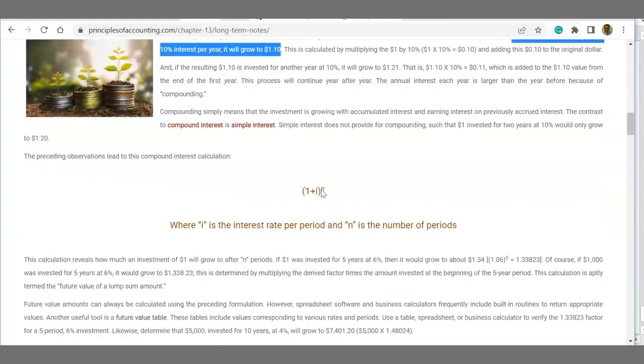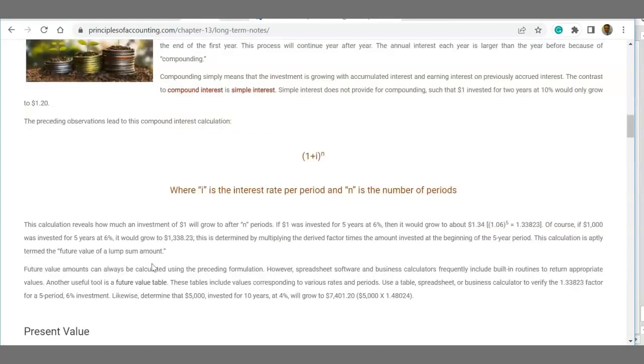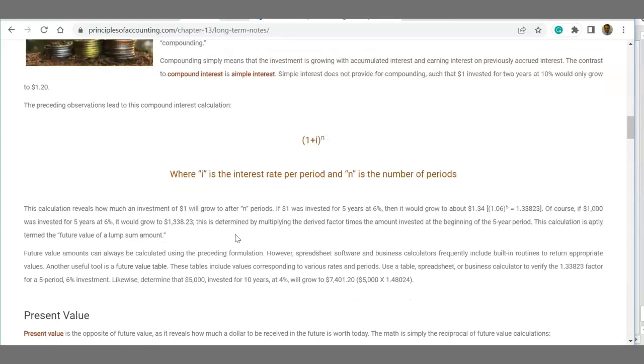And this is a formula for compounding interest, which is (1 + i)^n. i is the annual interest rate, n is the number of periods, and 1 plus i is to the power of n. But you don't need to memorize that. Okay.